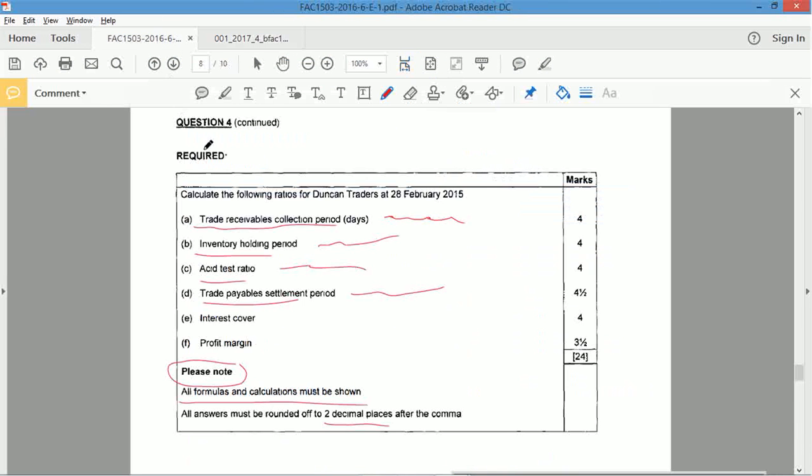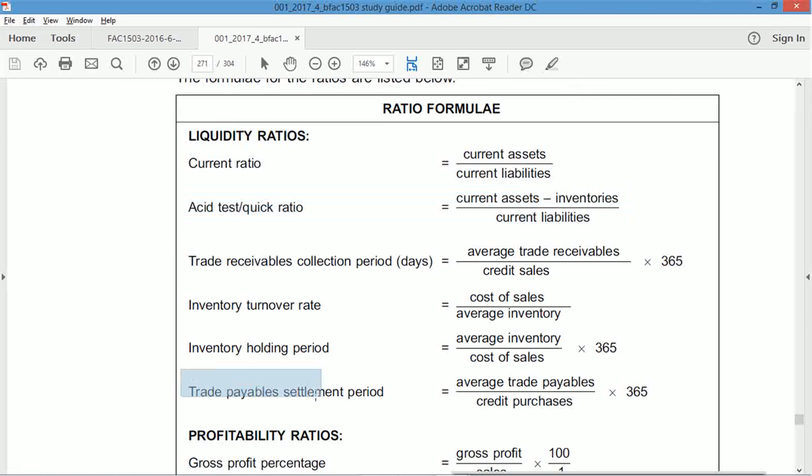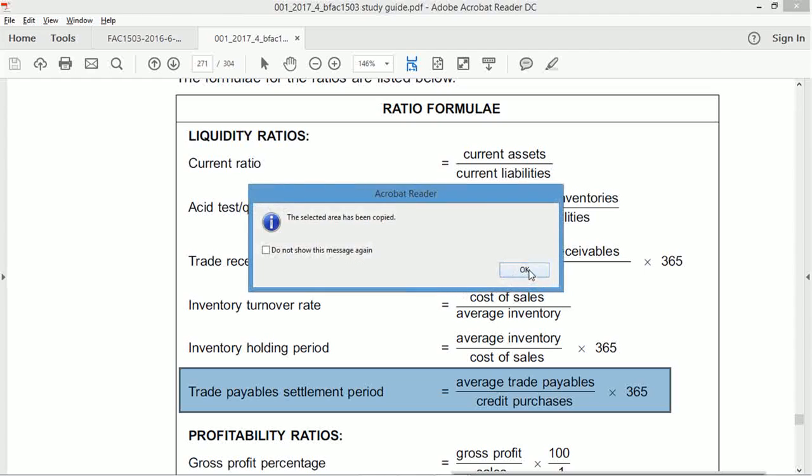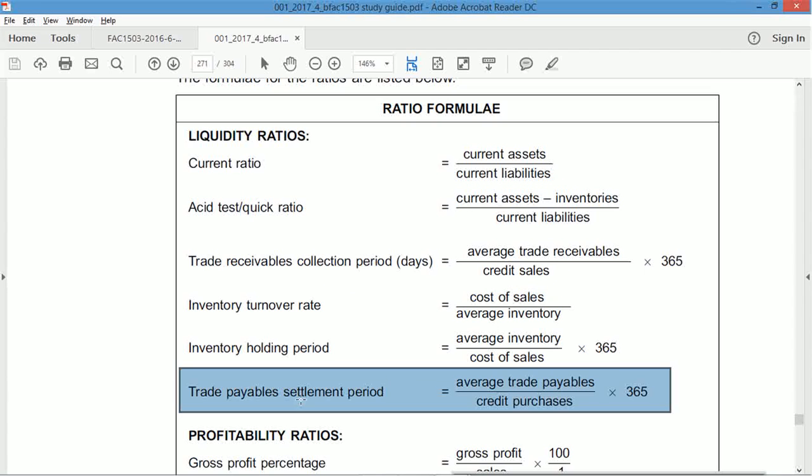Okay, going back to the exam, D. Trade payable settlement period. From memory, they want me to remember what this equation is. Remember, keep it simple. Settlement, who do you pay? You pay your creditors. So you've got your average trade creditors over your credit purchases, because that's the nature of the relationship. I buy from my creditors. I sell to my debtors. So you can see here's the credit purchases because you buy from them. And here, for the trade receivables collection, it's the credit sales because you sell to them. Just use things like that to help you remember what these things are.